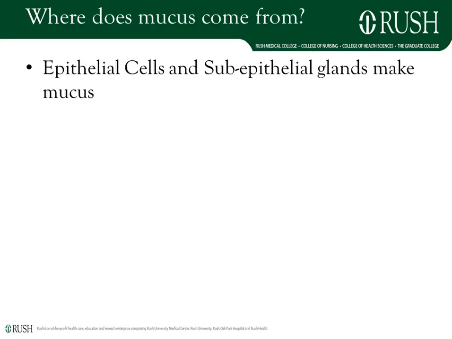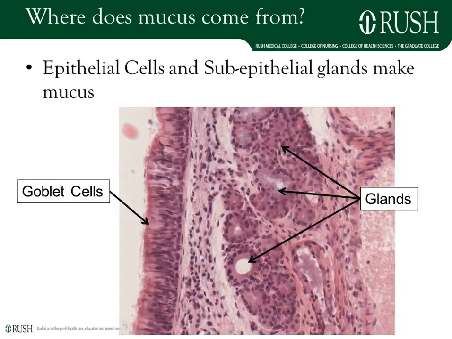Where does it come from? Well, epithelial cells and subepithelial glands all make mucus. So remember the goblet cells that live in that epithelium, they're making lots of mucus, but there's also glands in the lamina propria that have ducts that lead out and also produce more mucus that keeps this whole system lubricated and working.